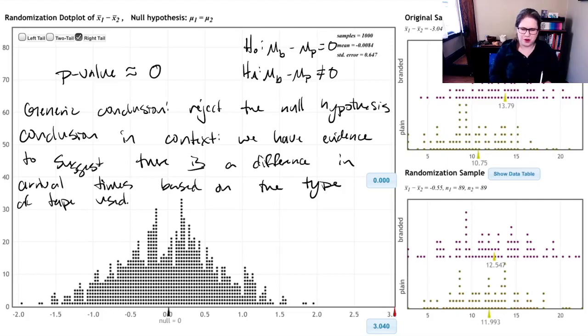And it turns out that there are actually some pretty big studies about anti-atheist bias in the United States, so it's possible that that's what's going on, that people are either consciously or subconsciously not processing those packages with the branded tape as quickly. I think that the company actually stopped using that tape as a result. So we've got our p-value, our generic conclusion, and our conclusion in context. So we've done our hypothesis testing.